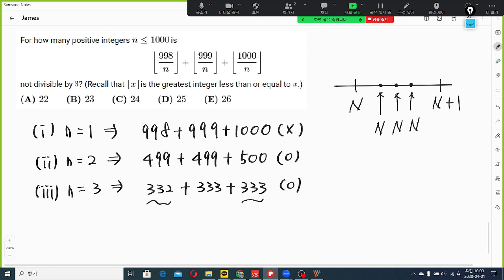So to not be divisible by 3, one of the points should be located exactly at the next integer. Let me show you the case. So something like this. If one point is located exactly at the next integer, now the sum of these 3 points is not divisible by 3 because the first and second Gaussian number is n, but the third Gaussian number is n plus 1. And the sum of these three numbers is 3n plus 1, so not divisible by 3. So that's one case we want.